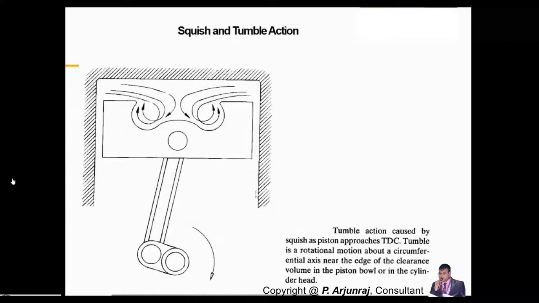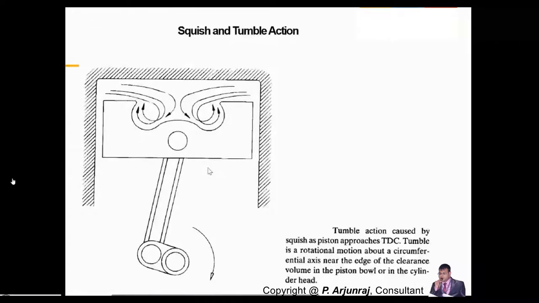before top dead center. When the piston moves from top dead center to BDC, you get a different pattern. But basically, the data says that the maximum squeeze velocity occurs at about 10 degrees before top dead center. Before the piston reaches the TDC position, at 10 degrees, you get the maximum squeeze.